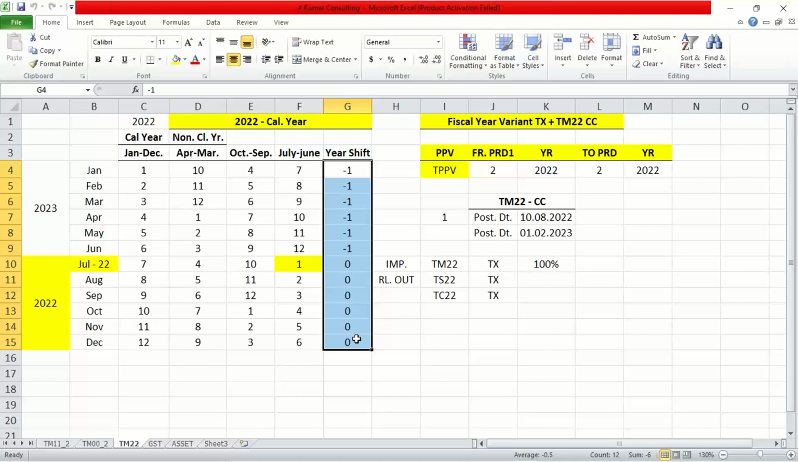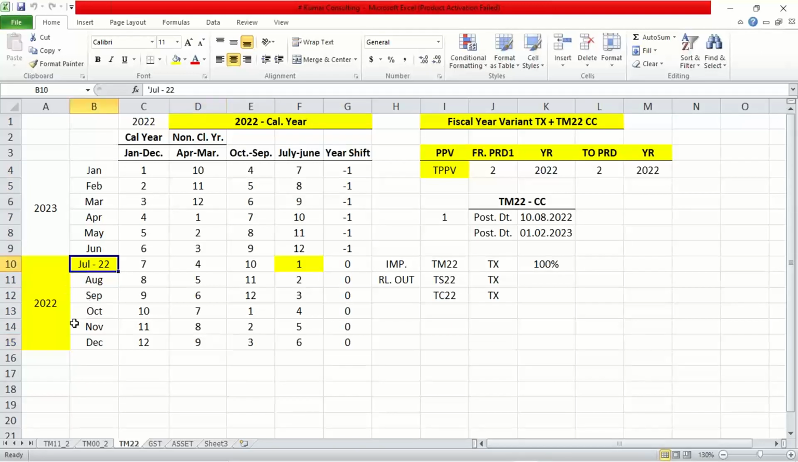Another thing is that year shift could be either -1 or +1 based on the requirement, which we have already seen. Now here, let's suppose, this is July to June. So I told in the previous session that calendar year is 22, we are in 2022. Now, if an organization, let's suppose Tata Motors, says that we are following July to June as the fiscal year, financial year.